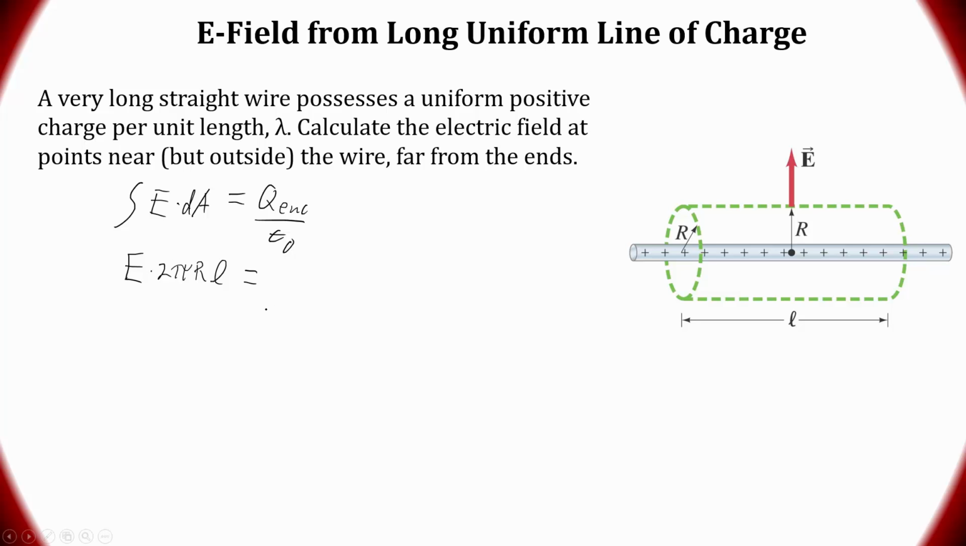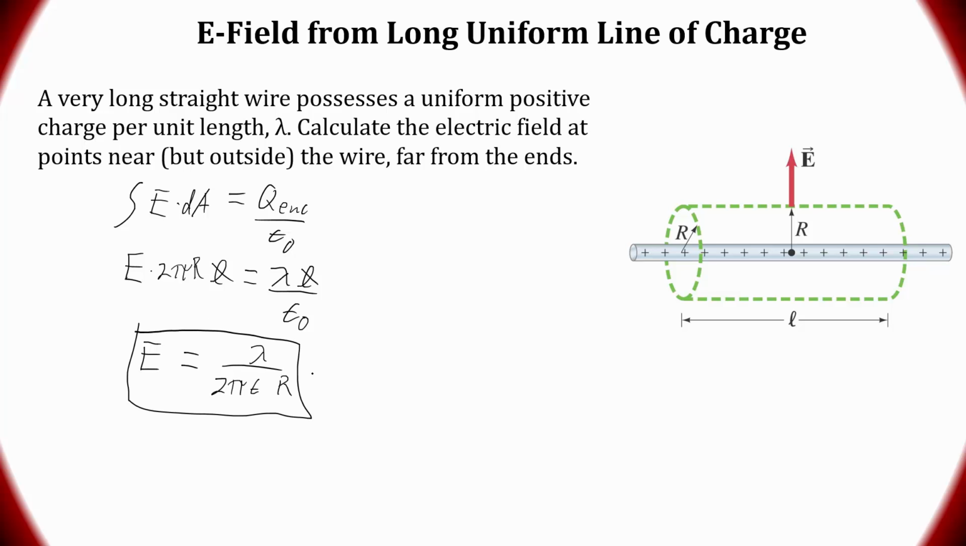And then we can set that equal to the enclosed charge. Well, the enclosed charge is going to be the charge per unit length, lambda, times the length, L, over epsilon naught. And so these L's go away, and we can go ahead and solve this for E, and we get lambda over 2 pi epsilon naught. So there is our electric field, and it decays as 1 over r. This is the exact same thing that we found by using Coulomb's law with quite a bit more work.